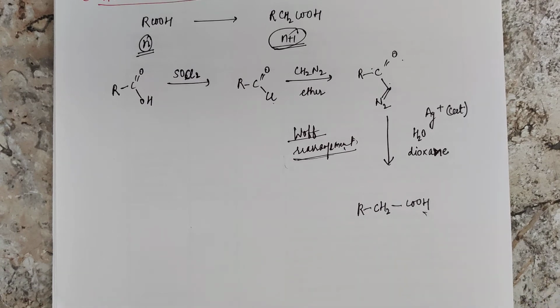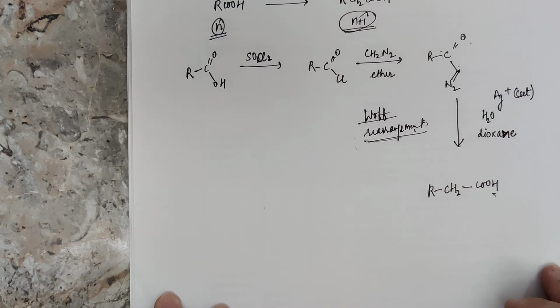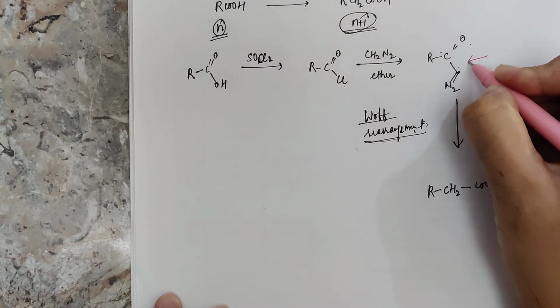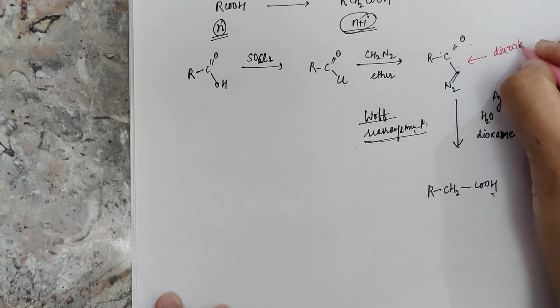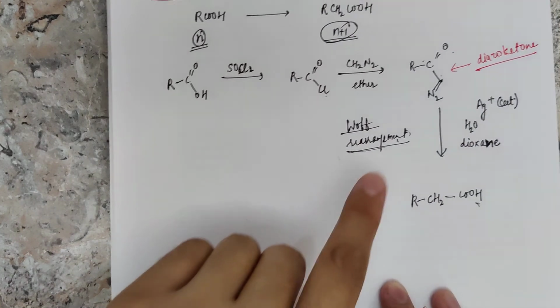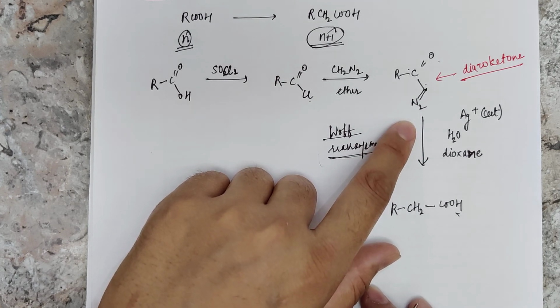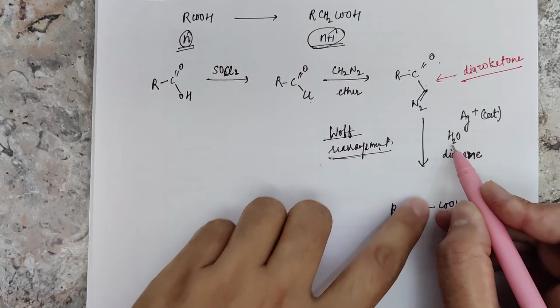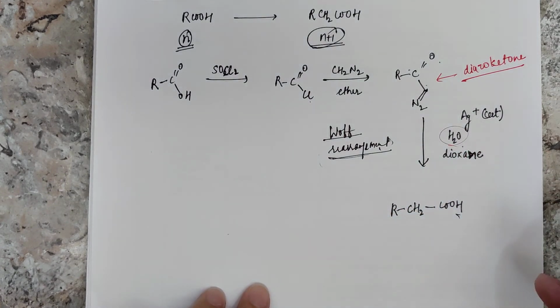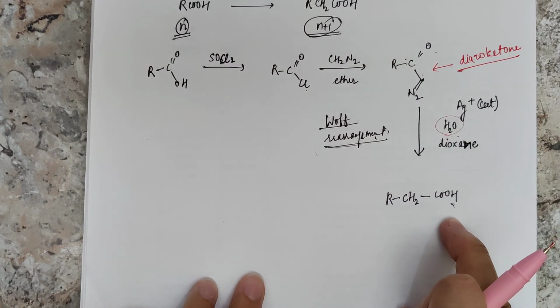So this reaction has very significance in the synthesis of the organic compounds. This is diazoketone. Diazoketone intermediate formation takes place, and using this in presence of different nucleophile. In this case we are taking water. Depending upon what nucleophile we are taking, we'll get our desired product. In case of water we are getting carboxylic acid.